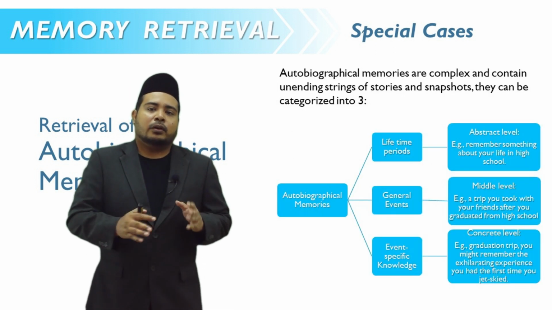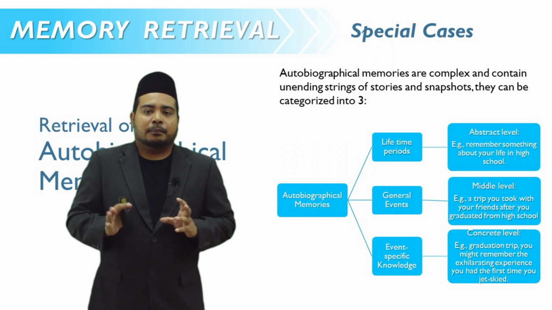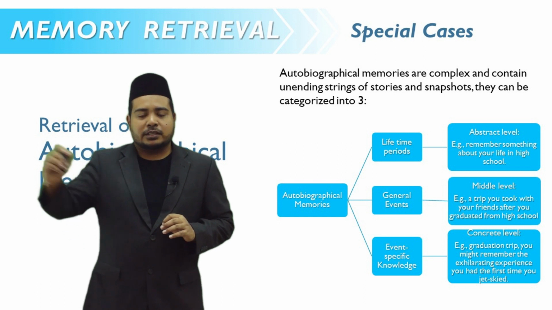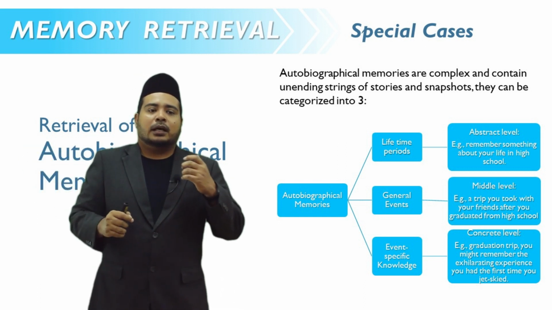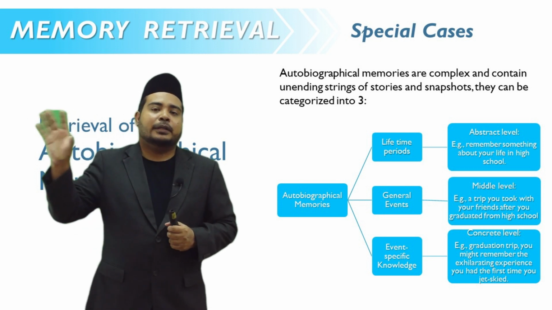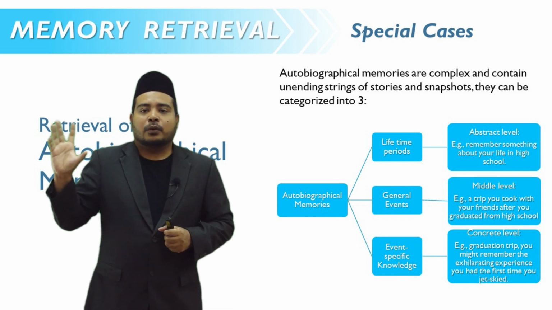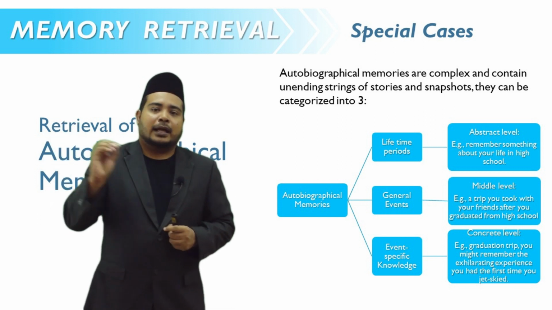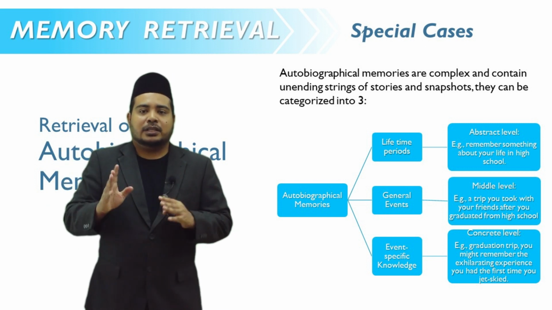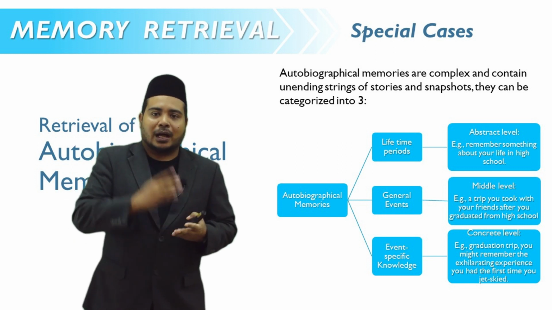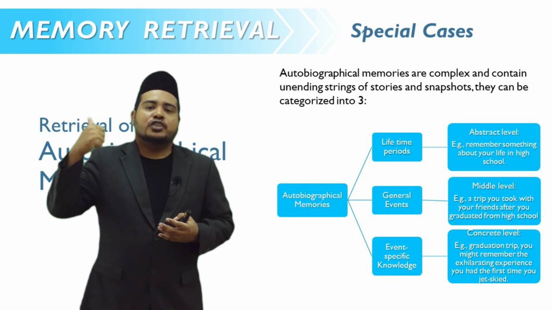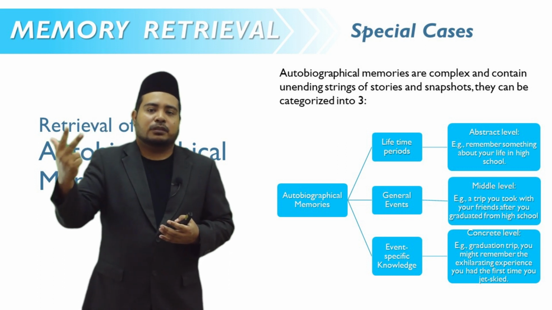So autobiographical memory is actually quite complex. It contains an unending string of stories and snapshots, like when we take phone pictures or a screenshot from our computers. So this is also happening in our mind, in our memory. All of these unending strings of stories and snapshots can be categorized into three. Our autobiographical memories can be categorized into lifetime periods, general events, and event-specific knowledge.